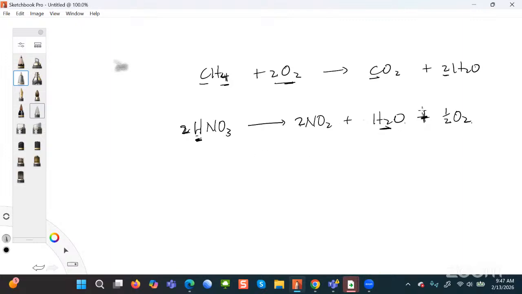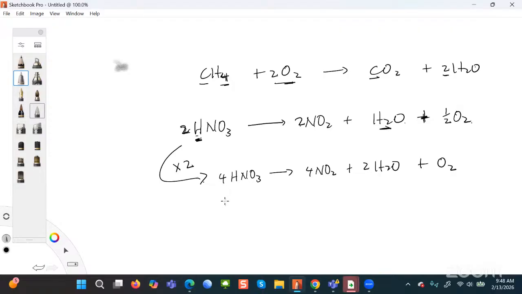But as I said before, we need to make sure that all the coefficients are integers. So how do we achieve that? What I would do is take this equation and multiply it right through by 2. Because when you multiply a half by 2, that would give you 1, which is an integer. But you have to multiply everything by 2. You can't just multiply this one by 2, all right? So that means that this becomes 4HNO3 to give 4NO2 plus 2H2O plus O2. And this should be the final answer.